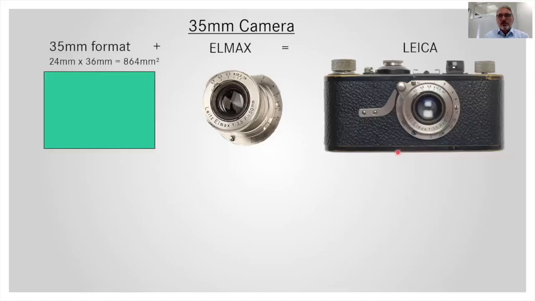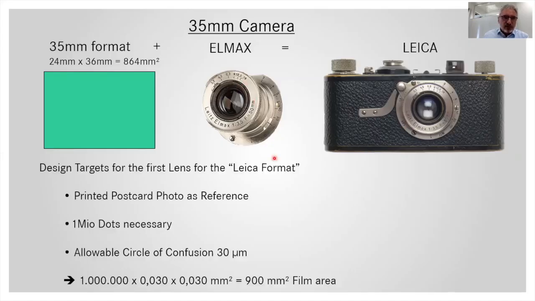And when you look into the brochures in the older literature, you will find some interviews with Barnack and Berek, and they explain how they developed the design or how they defined the design targets for this system. And this is very important for me still today, because it's a concept we still follow, like they did. So the 35 millimeter format, 24 by 36, and the camera, the lens and the camera together, this makes a Leica.